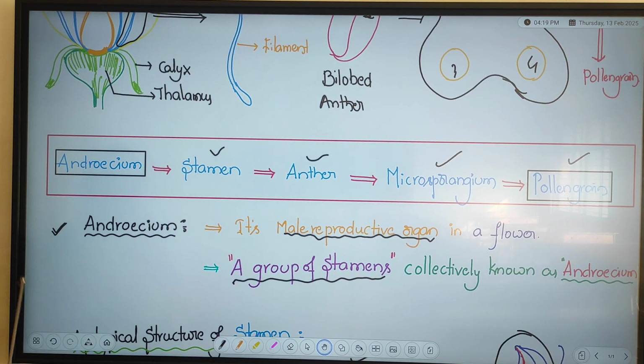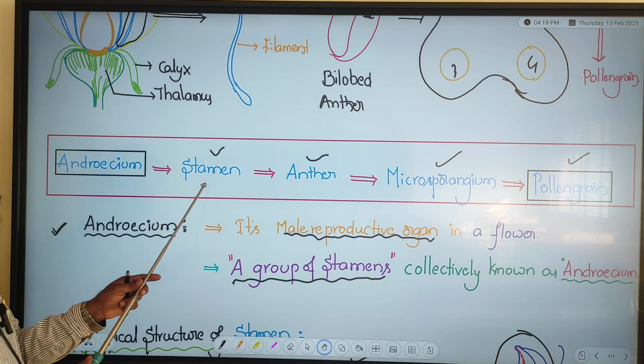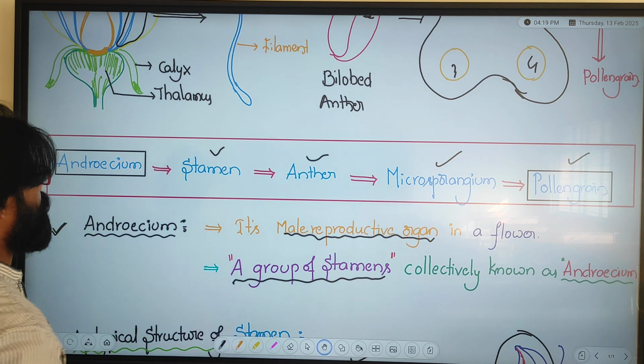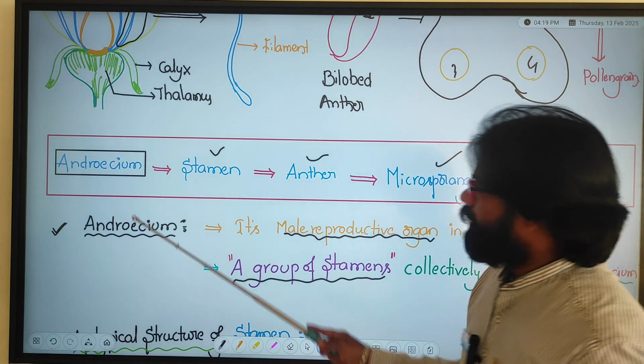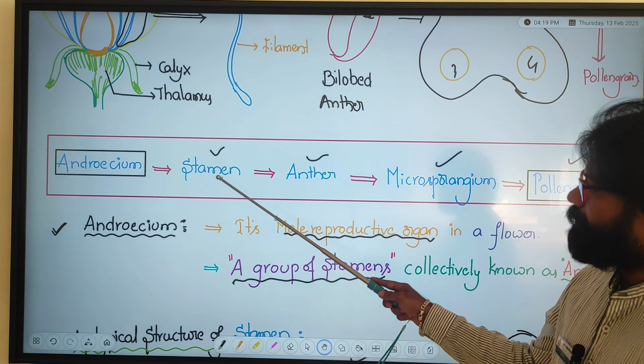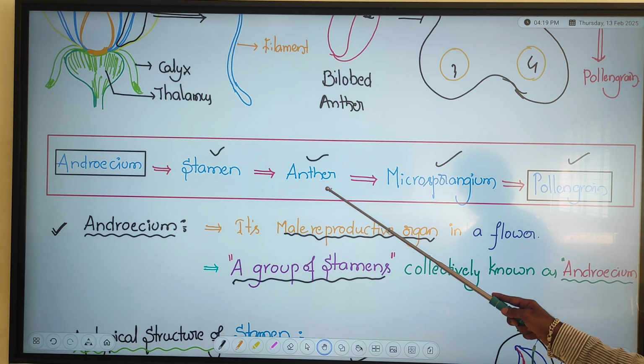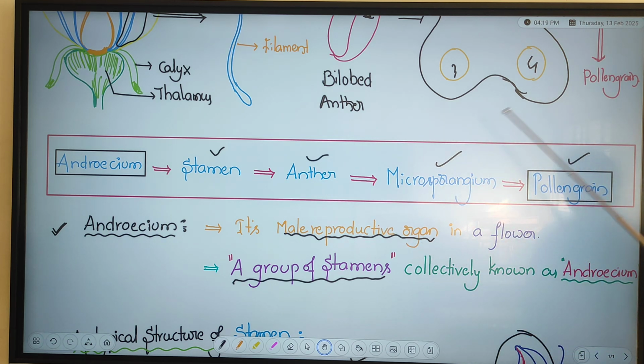The same thing is given in the schematic representation in word form: androecium, stamen, anther, microsporangium and pollen. Here we can see that androecium is composed of stamens. Stamens consist of the anther. Anther consists of the microsporangium. Microsporangium consists of the pollen grains.